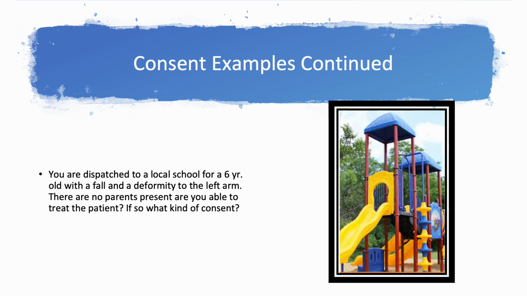We're dispatched to a local school for a 6-year-old with a fall and deformity to left arm. No parents present. Are you able to treat the child? If so, what kind of consent? So there are no parents present. So we're going to utilize the in loco parentis, and the teacher is going to be the one that can give consent, or the principal.